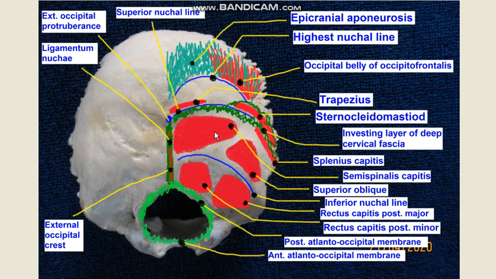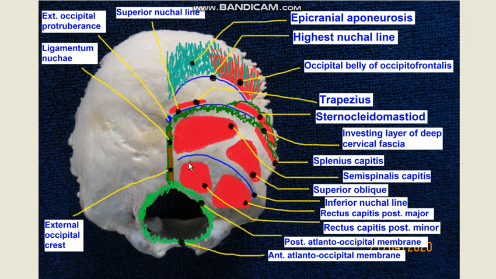Now in the middle of the external occipital crest, you can make out another set of lines. These are called the inferior nuchal lines, and between the superior and inferior nuchal lines you have two muscles, medially the bulky splenius capitis and laterally the superior oblique.